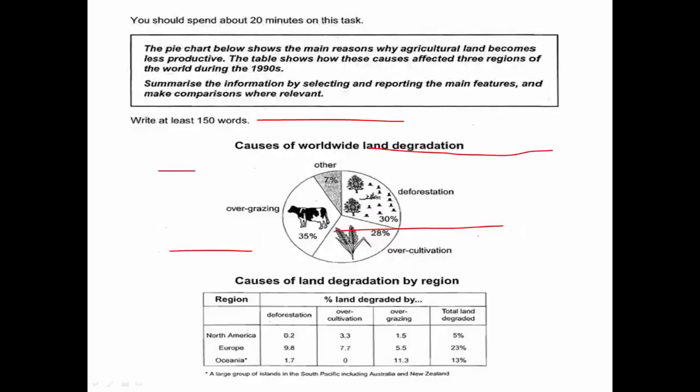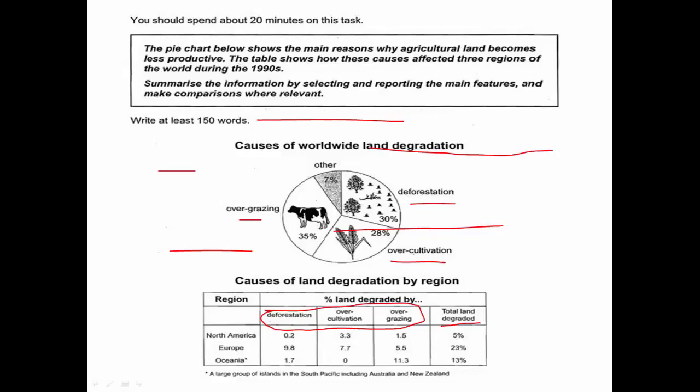So the problem that students would get would be comparing these. There are three things, so it's too much. And comparing these, that would mean that you were discussing between 3 and 7 things. So you wouldn't say overgrazing is highest and then deforestation is second and then overcultivation is third. That's too many things for one graph. And then you wouldn't start talking about these 3 things because there's just too much. That would be the biggest mistake, just talking about too many things in your overview.